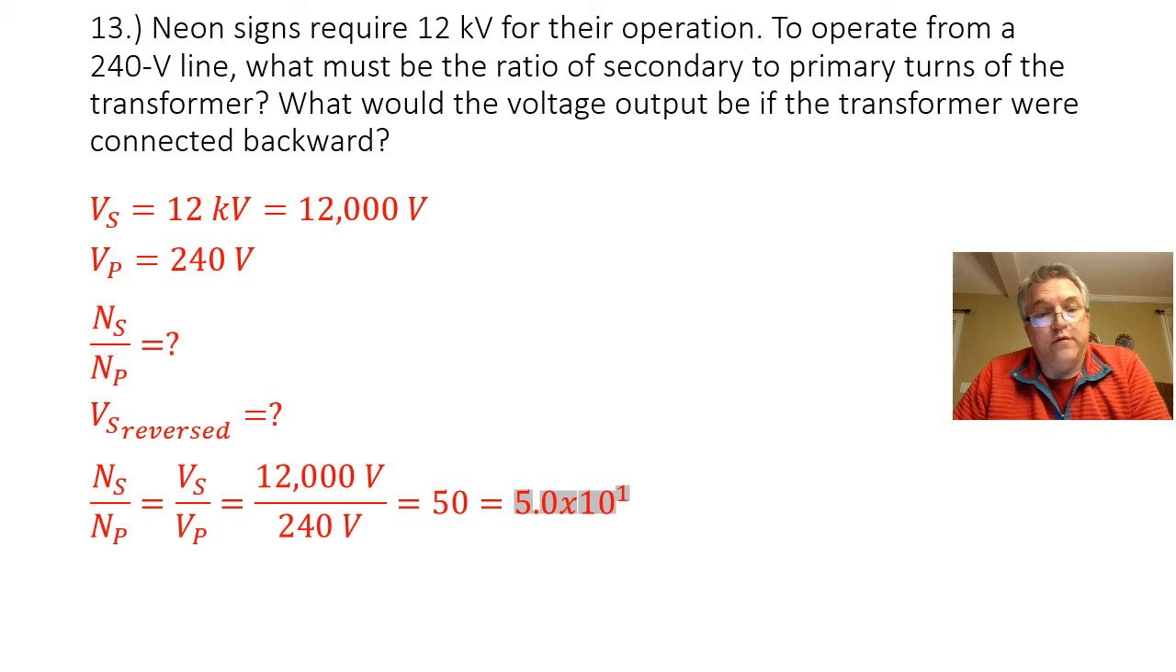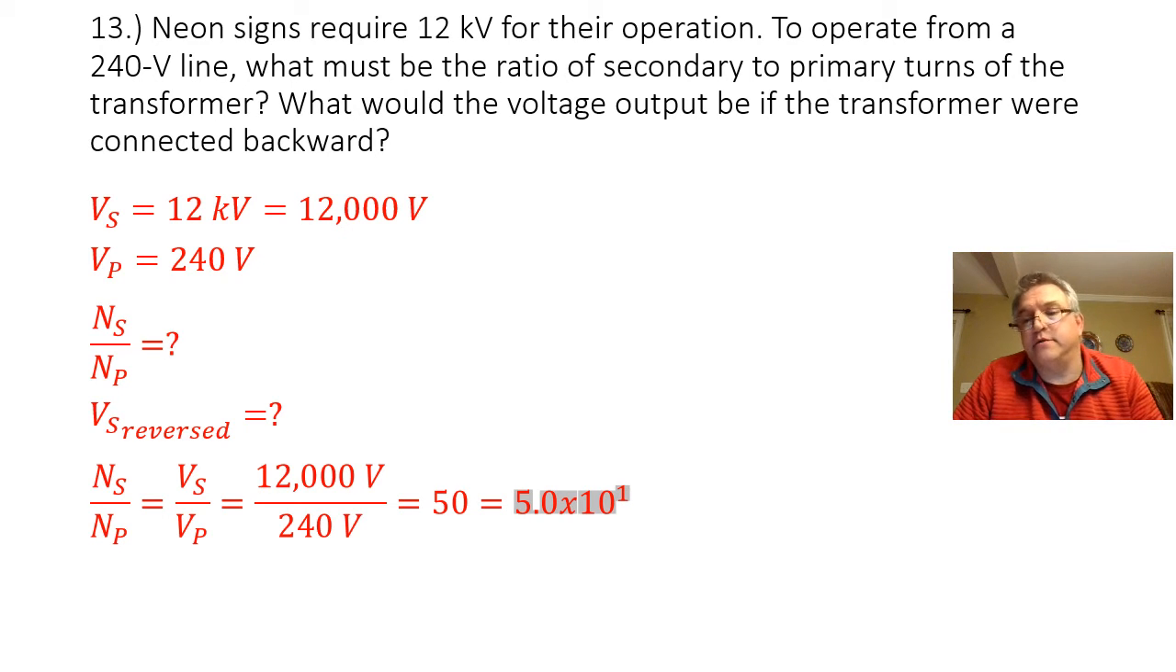So the secondary voltage of 12,000 volts divided by the primary voltage of 240 volts is going to give me a ratio of 50, or with two significant figures, 5.0 times 10 to the first. What that means is that however many coils I have on the primary side of the transformer, I need to have 50 times that number of coils on the secondary side.